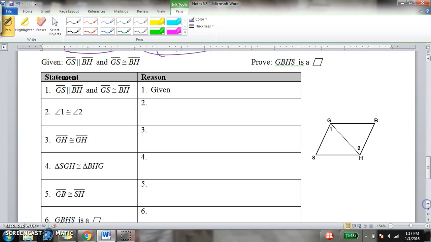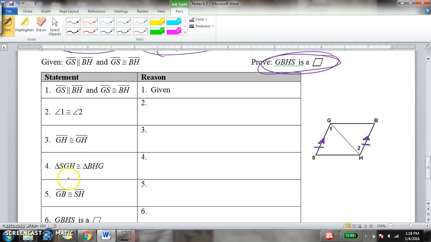All right, a proof using what we've learned about parallelograms. All the statements are filled in for us. We just need to fill in the reasons. So we are given that GS is parallel to BH. So we can mark that on the diagram. We're also given that GS is congruent to BH. So that's what we're given. We're trying to prove that this shape is a parallelogram.